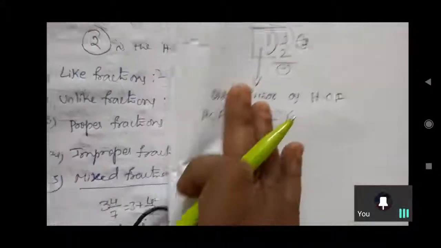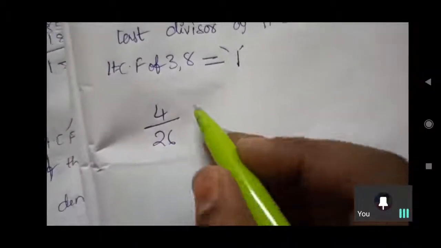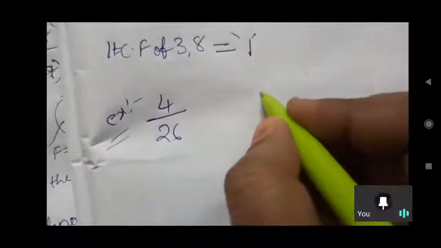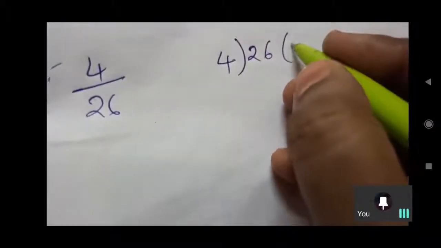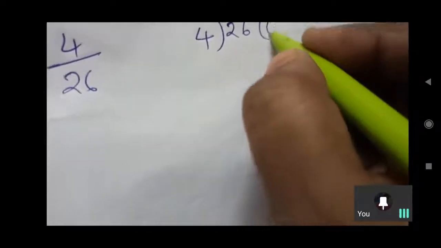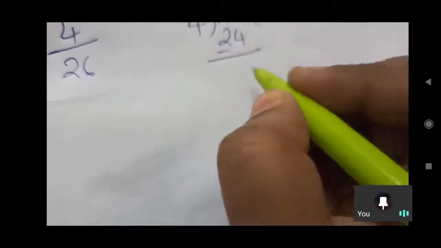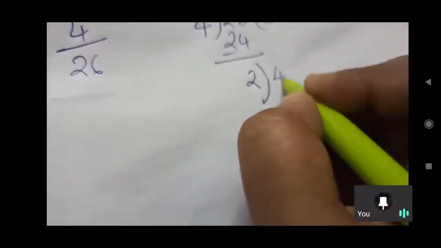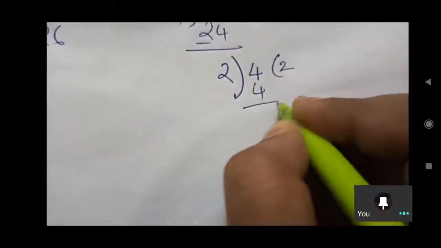Now we'll consider another example, 4/26. Is this in the simplest form or not? We need to find out. Take 26 as the dividend and 4 as the divisor. 4 8s are 32, 4 7s are 28, so 4 6s are 24 is suitable. 26 minus 24 is 2. Again we take 4 here. 2 2s are 4, so 0 is the remainder.